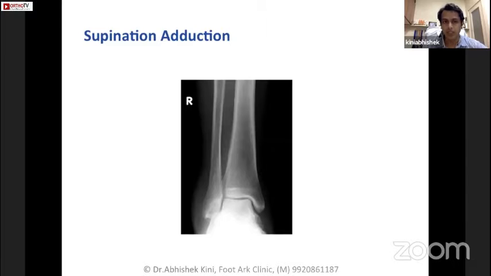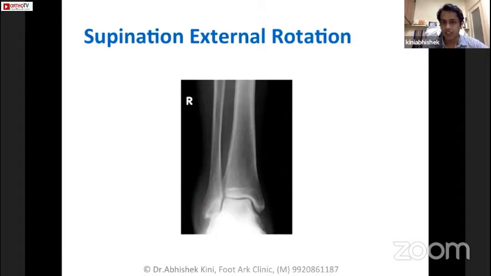So considering this supination adduction injury, the force starts laterally and goes medially, and you see an infrasyndesmotic lateral malleolus injury followed by a medial malleolus vertical shear. So that's how it goes. In a supination external rotation injury, again the force starts at the anterior inferior tibiofibular ligament.